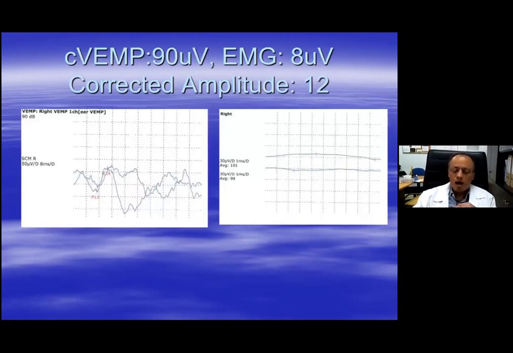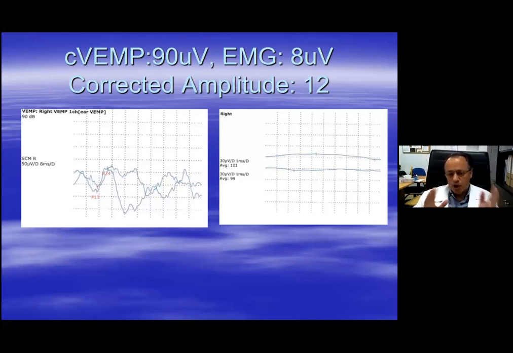But this patient had large CVEMP responses. I show here the CVEMP response on the left. Both of these responses are recorded from the right ear and the right sternocleidomastoid muscle. This is the CVEMP and this is the EMG. The CVEMP showed an amplitude of 90 microvolts, but the EMG was 8, giving a corrected amplitude close to 10 microvolts. The upper limit for our laboratory is 4.4 or maximum 5. This patient went way above that.